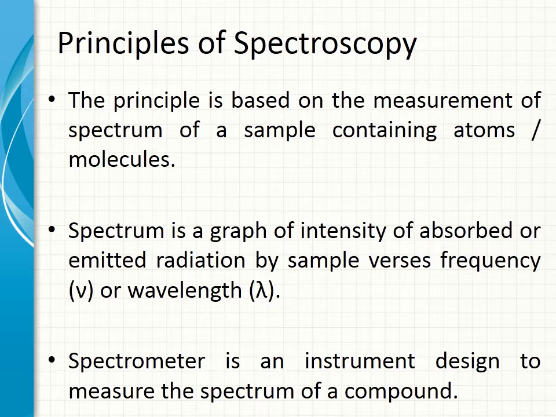So, the fundamental principle of spectroscopy is the measurement of the spectrum of a substance. That is, what radiation a given substance is absorbing or emitting. A spectrometer is an instrument which is used to measure the spectrum of a given substance.